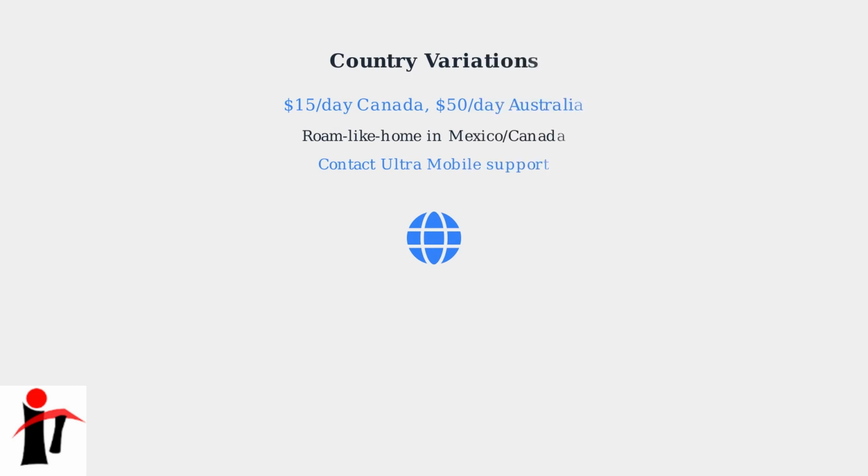SMS rates can spike to 50 cents per message in non-partner networks. Understand pay-as-you-go versus add-on plans. Rates vary by country: $15 a day in Canada versus $50 a day in Australia. Consider Roam Like Home deals in Mexico and Canada. Contact Ultramobile support for assistance.